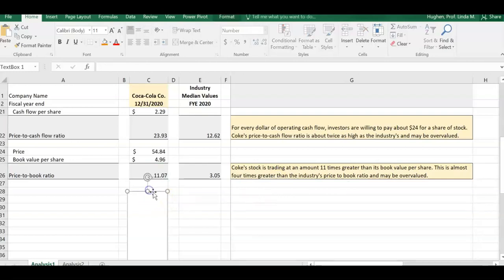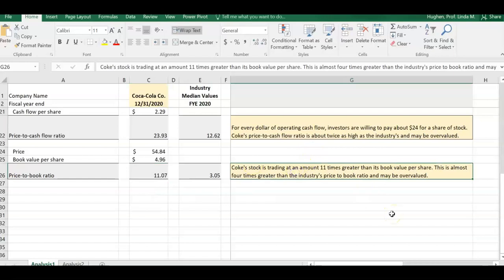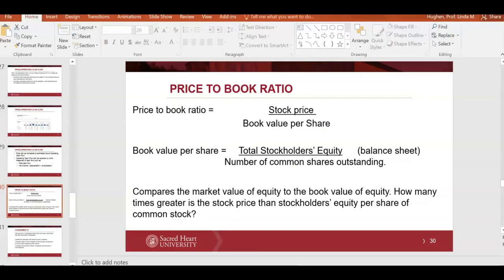And now we can do our full reveal of information. Coke stock is trading at about 11 times greater than its book value per share. This is almost 4 times greater than the industry's price to book, and this stock may be overvalued. Again, this is just a very rudimentary analysis. Please do not make any investing decisions based on this video, or do not hold me accountable if you do and it does not work out in your favor.